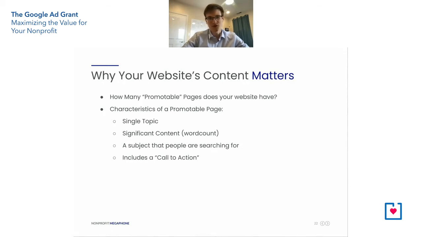And then a subject that people are searching for. Some subjects no one searches for. And most of the time you can intuit it. There are keyword research tools you can use, but most of the time you can kind of intuitively think, are people going to be searching for that? And if no one's searching for it, you're fishing in a thimble as opposed to a large ocean. And you want to be fishing in a larger ocean. So that's a really quick summary. You can look through your website and basically just count the number of promotable pages that you have. And the more pages you have, the better set up you are to utilize the Google Ad Grant really well.